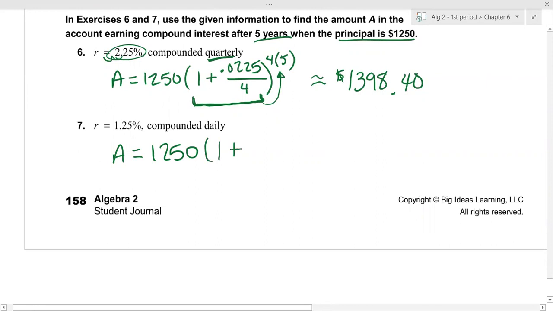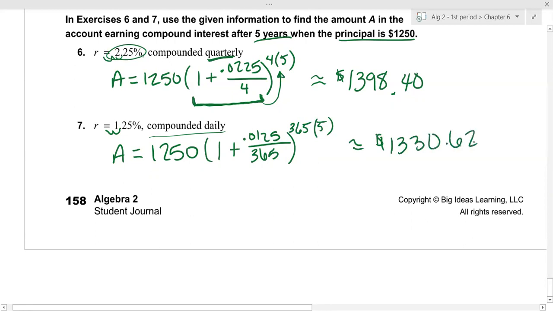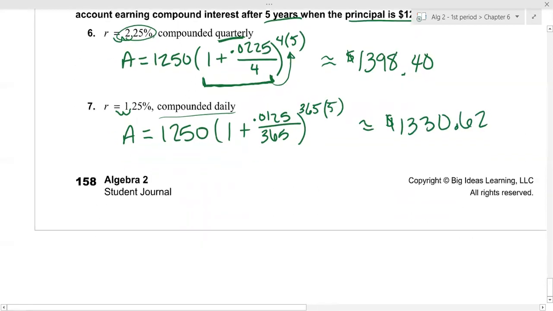So we're still starting with 1250. This time though, our rate is going to change. We're going to use 0.0125 over n. N is going to be this time daily, which is 365. So I'm going to raise that to the n times t. Again, I'm just following the formula. Don't let this confuse you. Plug that in your calculator, and let's make sure you are getting 1330.62. Again, we will practice more of that.